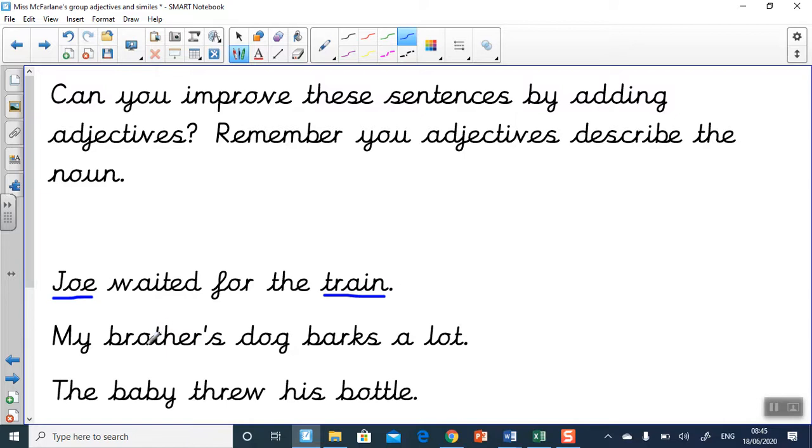So we've got here brother and dog. Okay, and the last one, the baby threw his bottle. So we've got baby and we've got bottle because that's the thing. Okay, so they are your nouns. They are what you can describe with your adjectives. So I would like you to pause the video now and see if you can improve these sentences, writing them out again by adding adjectives.